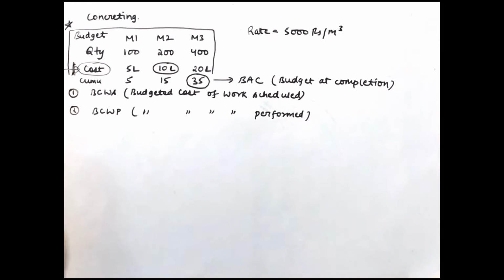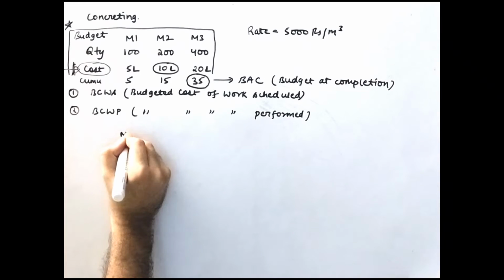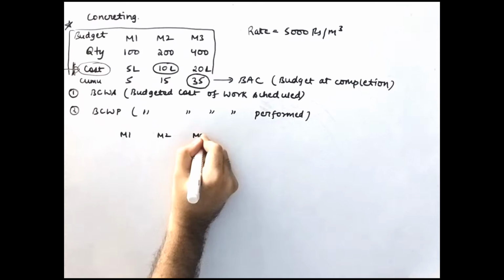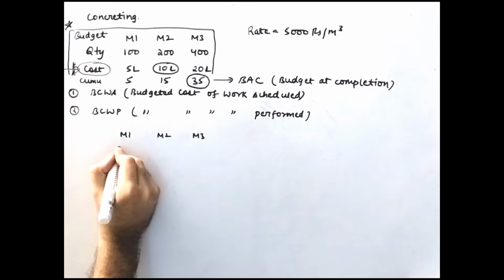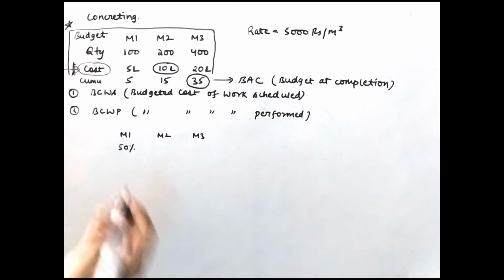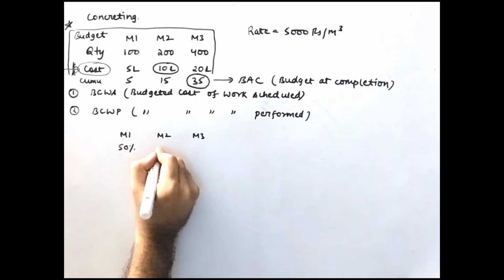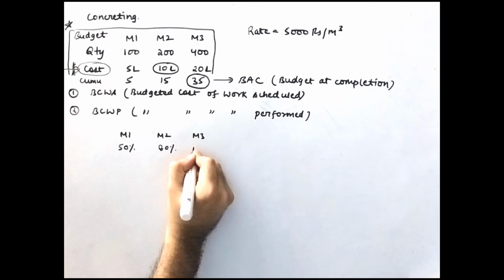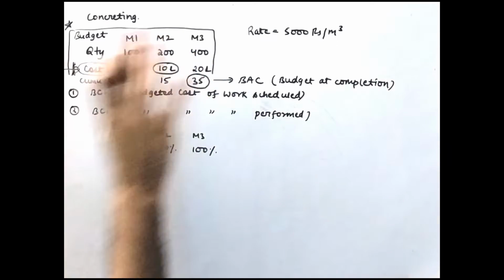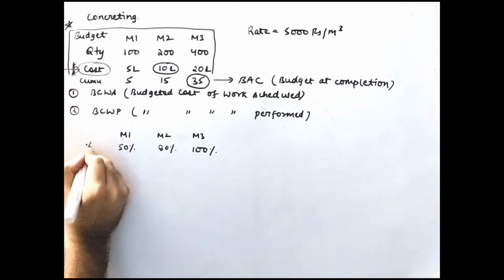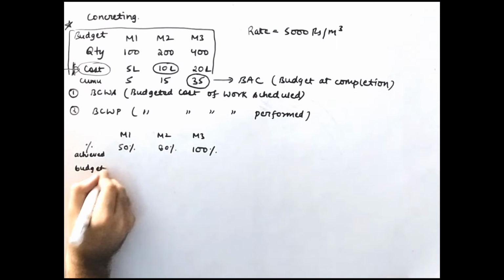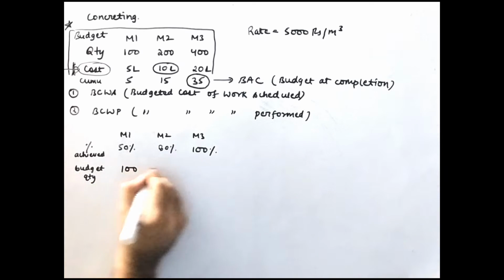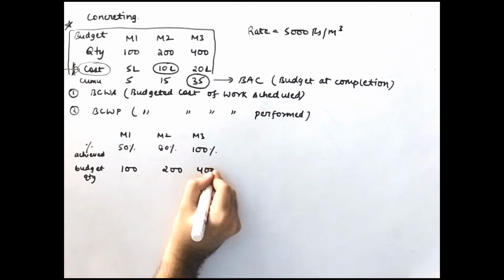Now see, let us take the example again for month 1, month 2 and month 3. You plan 100 meter cube for the first month, but let's say you are only able to do 50% of the work that you planned. In the second month you are able to do 80% as per plan, and in the third month you are able to achieve 100% of the planned quantity. Okay, so this is the percentage achieved. Now we know the budgeted quantity. It is 100, 200 and 400.